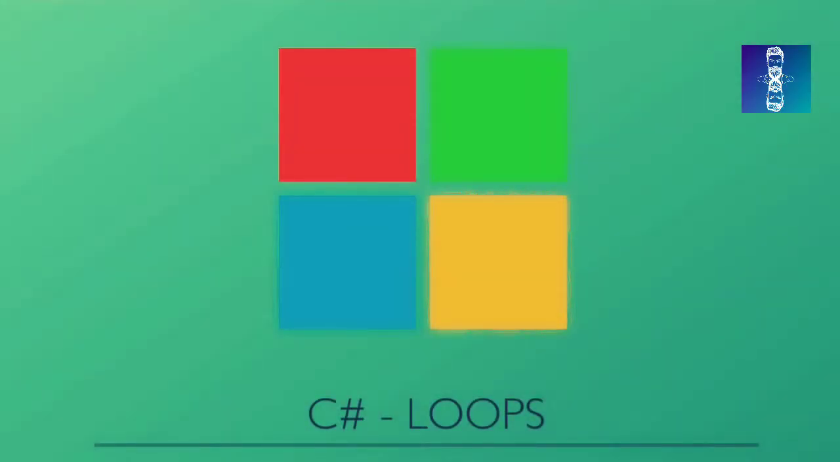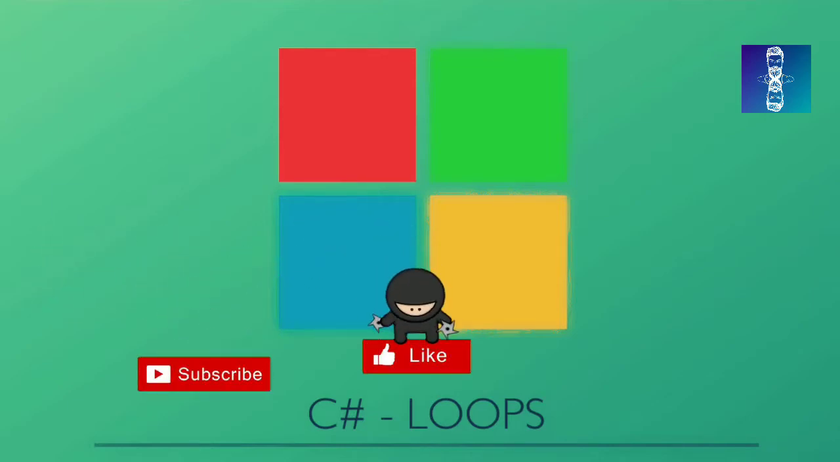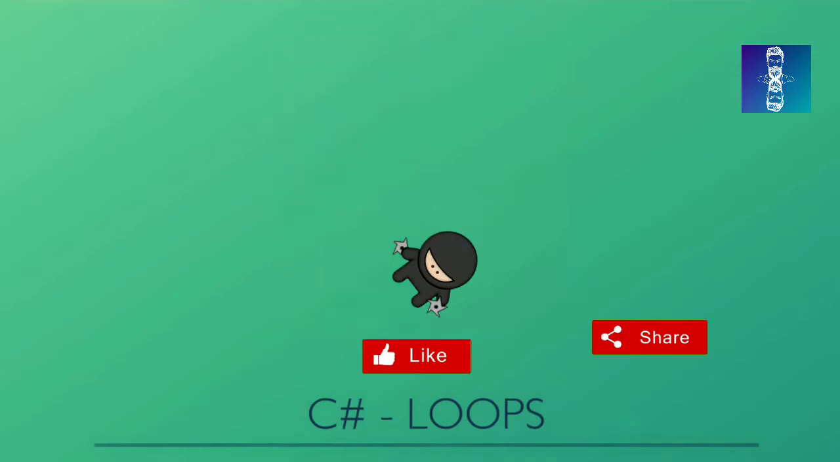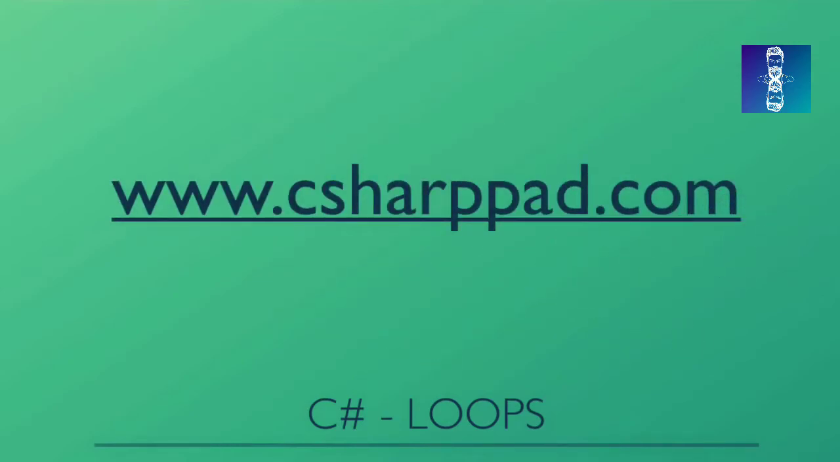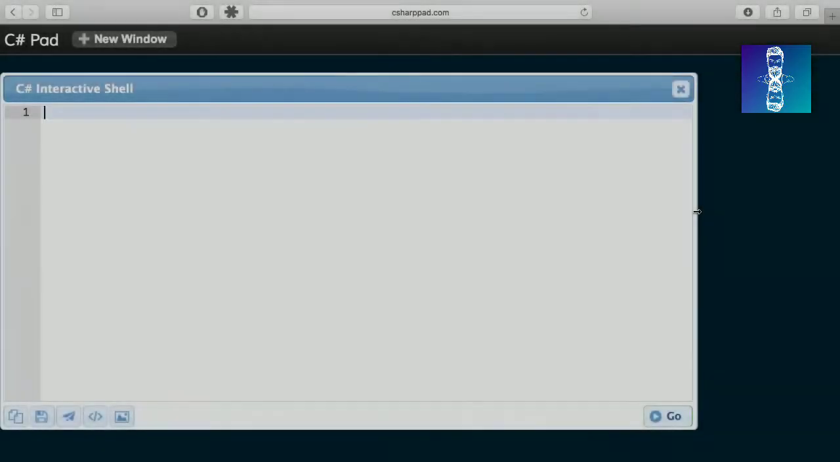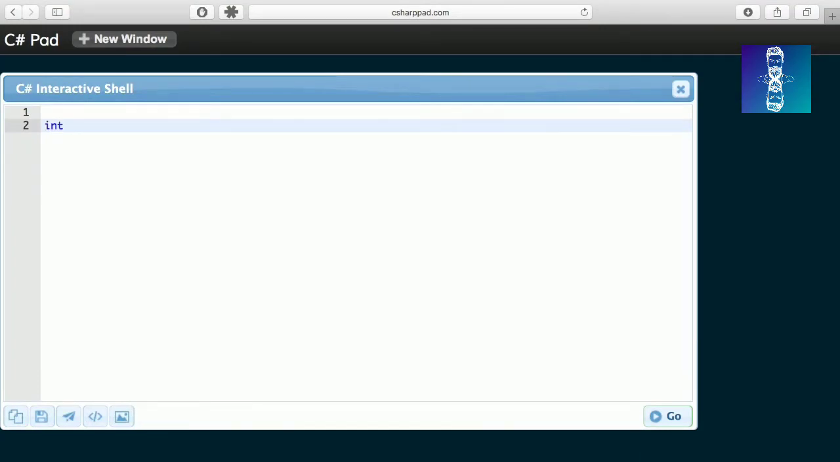Let's learn all about loops in C#. Loops are required in order to run an instruction multiple times until a certain condition is met. So go ahead, fire up C# pad, and let's begin. Let's begin by defining an integer called I equal to 0. This integer is going to be the counter that keeps track of how many times we've gone through our loop.